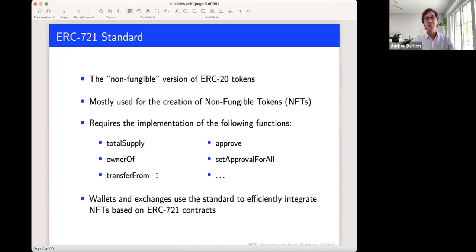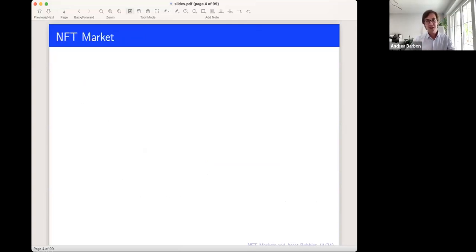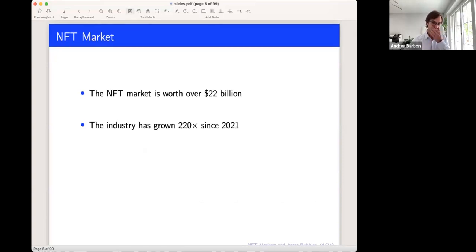All right, so now that we kind of know what an NFT is, hopefully, I will go on with some more practical examples. But let's have a look at the NFT market and how it is evolving over time. Right now, according to some estimates, the entire NFT market is worth about $22 billion. Some people actually say that it's larger than that. And so the industry has grown more than 200 times since the beginning of 2021.